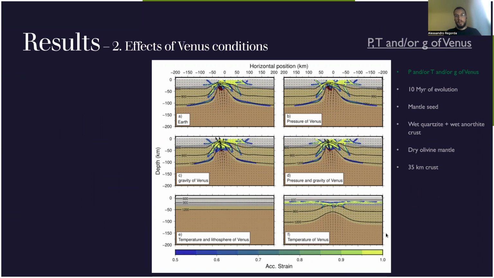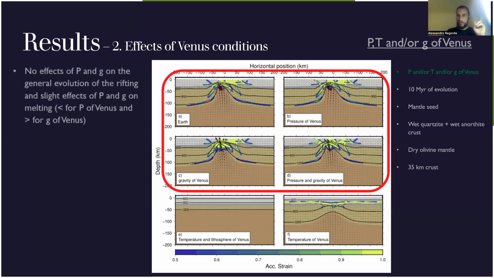In these models, the crust is characterized by a weak rheology, so wet quartzite and wet anorthite, and we introduced one at a time pressure and gravity, and then both of them. This on the top left is the reference model, and we can see that introducing pressure, gravity, or both of them doesn't change the still asymmetric rifting, same pattern of these faults characterized by high strain accumulation. The only thing that changes is the extension of the melting.